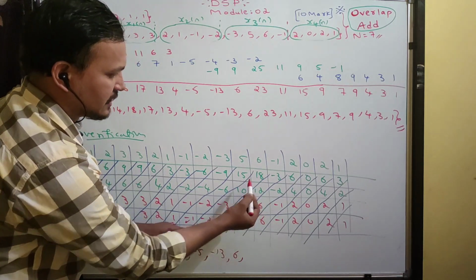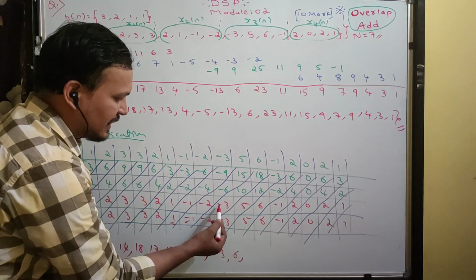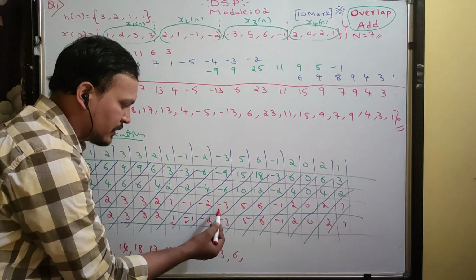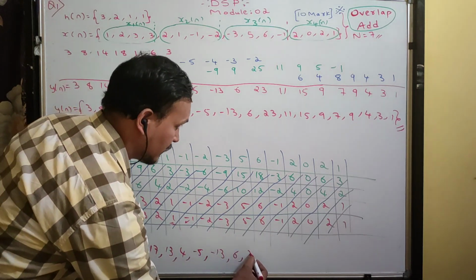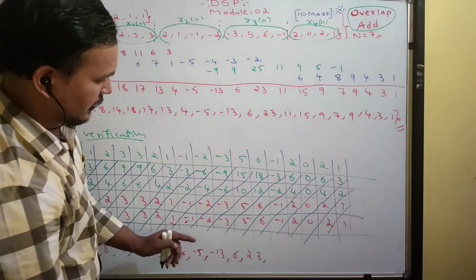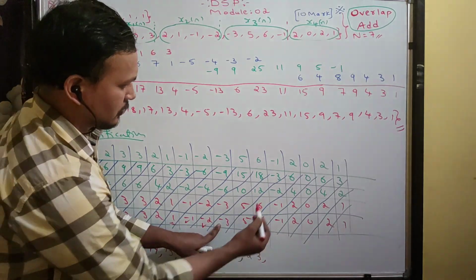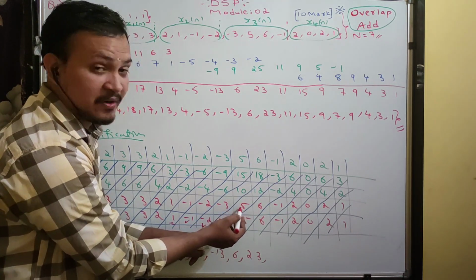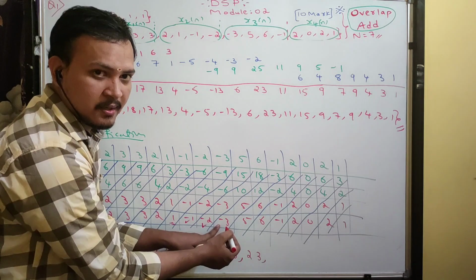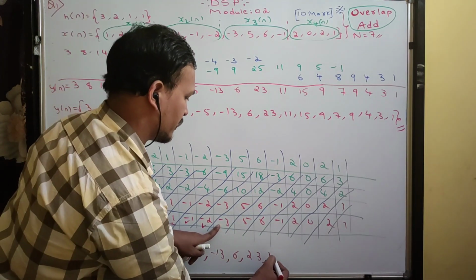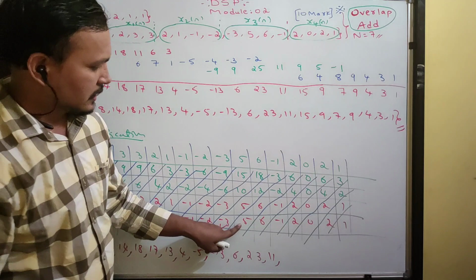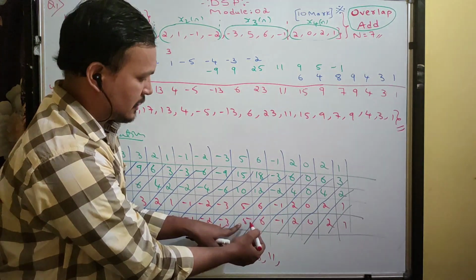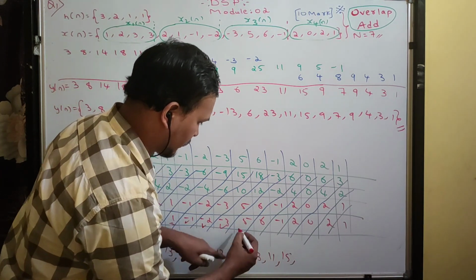Next, 10 plus 18, 28. 28 minus 3, how much? 25. 25 minus 2, 23. So this is also over. Next, minus 3 plus 12, 9. 9 plus 5, 14. 14 minus 3, 11. This is also over. Next, 6 minus 2, 4. 4 plus 6, 10. 10 plus 5, 15. Okay, this is also over.